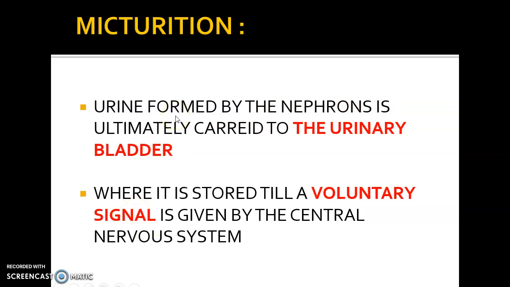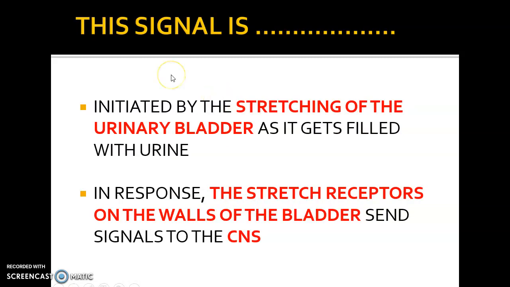Urine formed by the nephron is ultimately carried to the urinary bladder, where it is stored until a voluntary signal is given by the central nervous system, right? We know that our actions are under the control of the nervous system, right? So we know that the process of release of urine is actually a voluntary phenomenon. This signal is initiated by the stretching of the urinary bladder as it gets filled with urine.